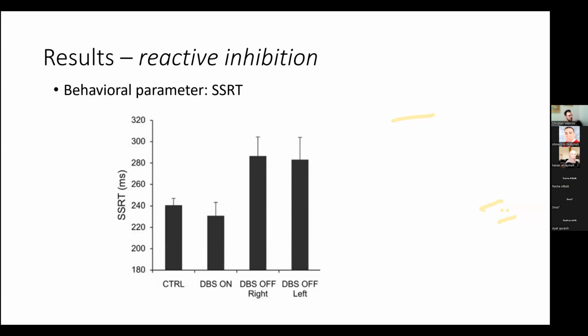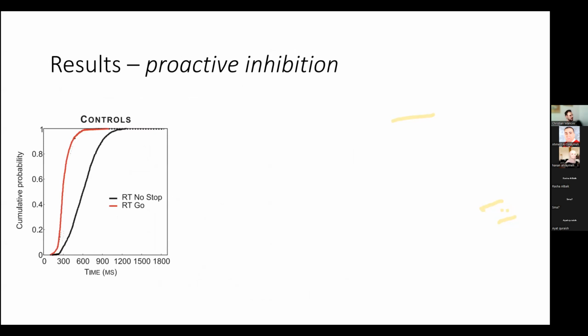So it does not seem that there is a lateralization of this network. In fact, if we deactivate both electrodes on the right and on the left, we have exactly the same results. Inhibition is impaired, or better, reactive inhibition is impaired. But what happens to the proactive inhibition?